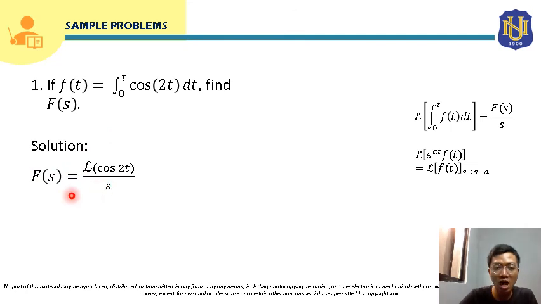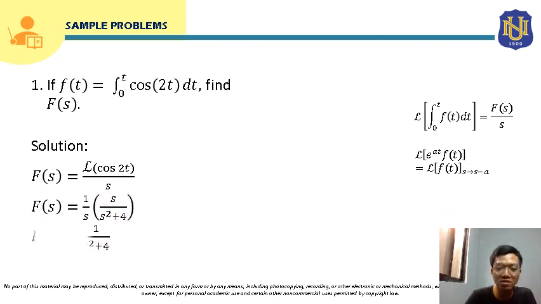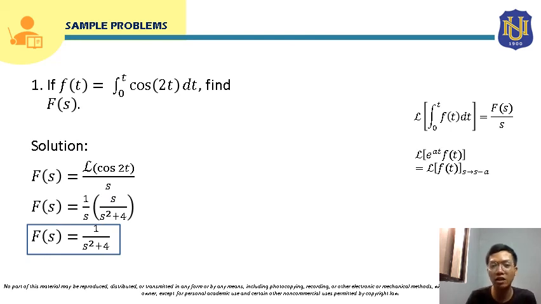We know already that the Laplace transform of cosine 2t from the table is just s over s squared plus w squared, wherein our w here is 2, which is 2 squared, equal to 4. So we can simplify this: we can just cancel out s here. This will become 1 over s squared plus 4. So for this given f(t), the answer is 1 over s squared plus 4.